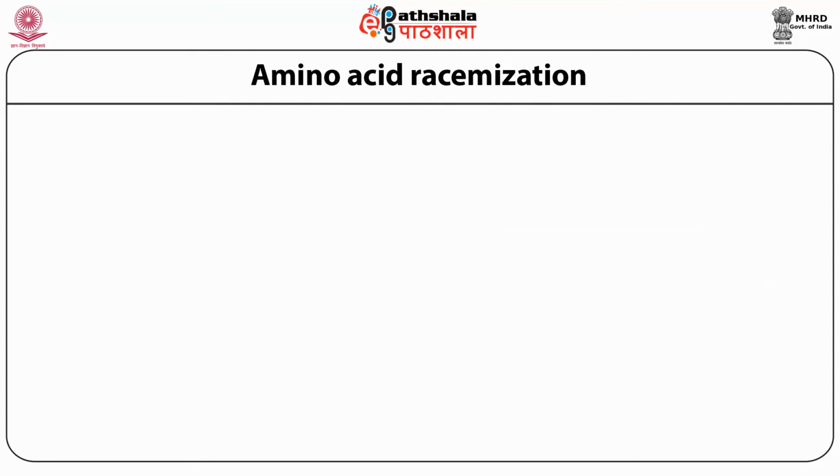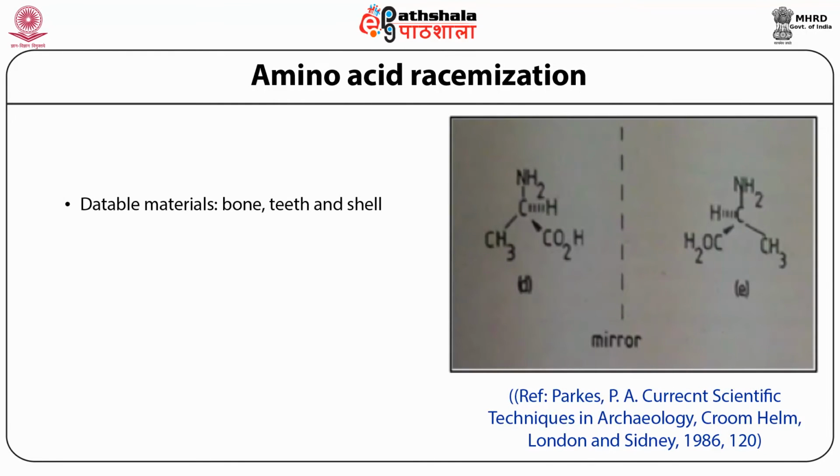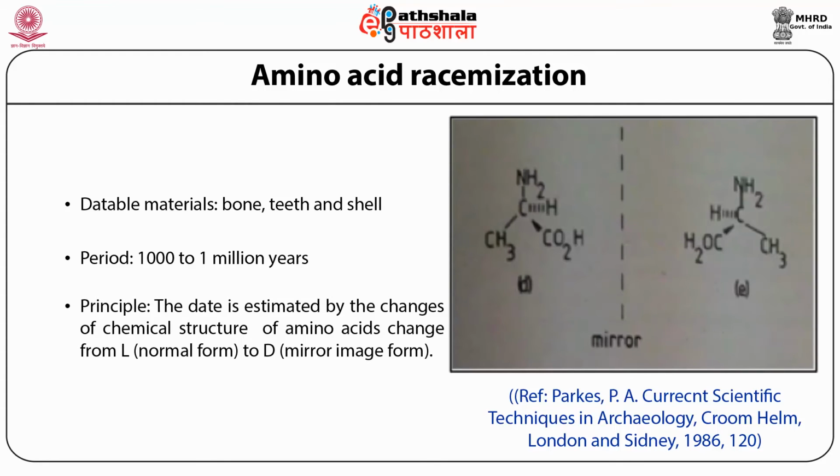Amino acid racemization. This chronometric method of dating is directly used to date fossil remains. Collagen is a kind of protein that remains in fossilized bone for a longer time period. The amino acids which make up collagen have two forms, the L form and the D form. The L amino acid is called the normal form and the D amino acid is called the mirror image form.